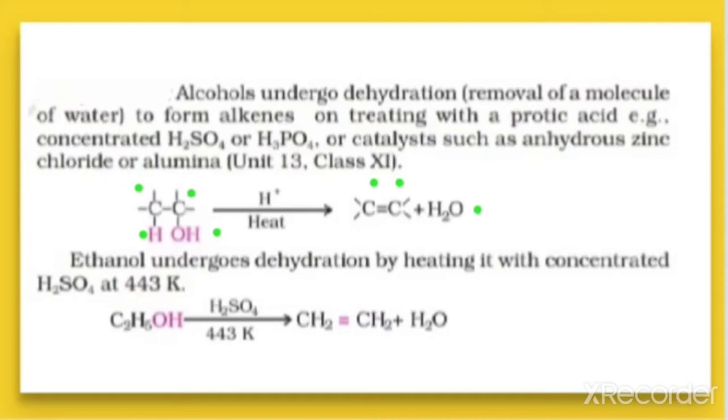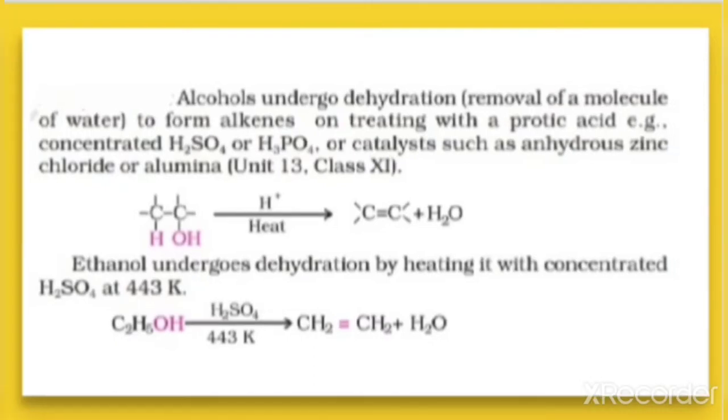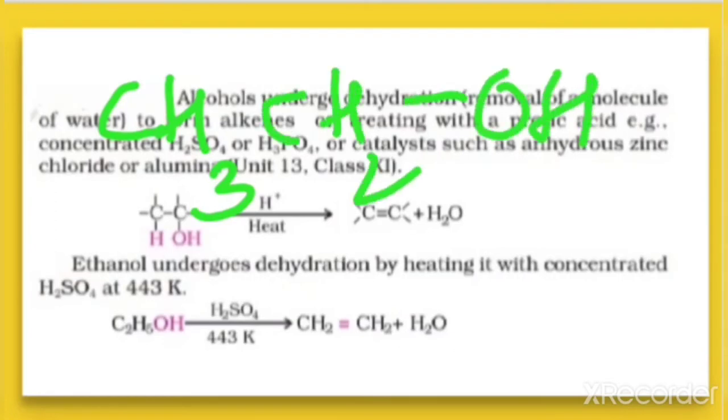Let us discuss the dehydration in the case of ethanol. Ethanol undergoes dehydration by heating with concentrated H2SO4 at 443 Kelvin. First, let us write this equation in the expanded form. C2H5OH can be written in this way, that is CH3CH2OH.